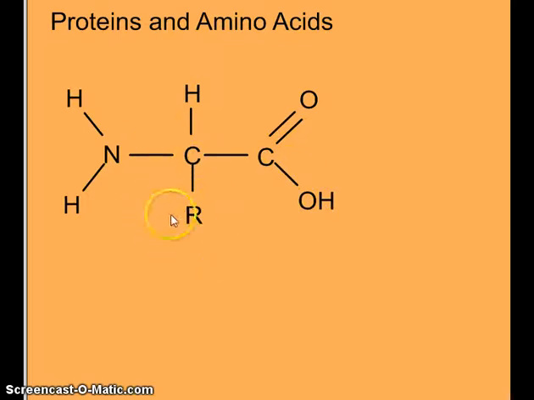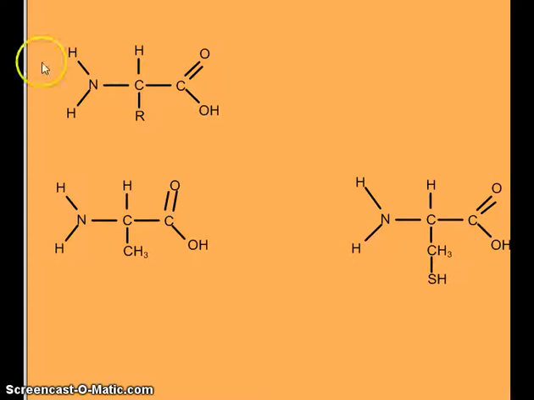But this part right here is what we're worried about. It's the R group or side chain, and that's the variable group. And that's what really determines what amino acid has what characteristics. Take a look at a couple of more specific ones.